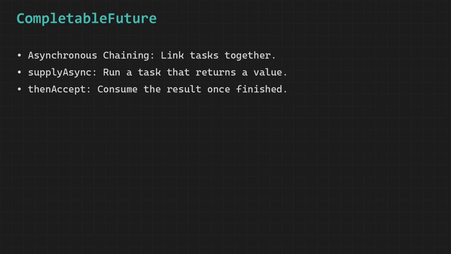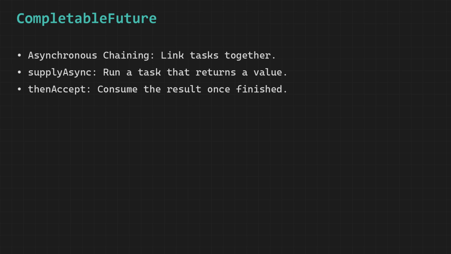After the transformation is done, the final stage, thenAccept, comes into play, which acts like the final quality check or packaging station in the factory, where the finished product is handled or consumed, such as printing the result, storing it, or sending it somewhere else. And unlike the previous steps, this stage does not return anything further because its purpose is simply to use the result rather than transform it again.